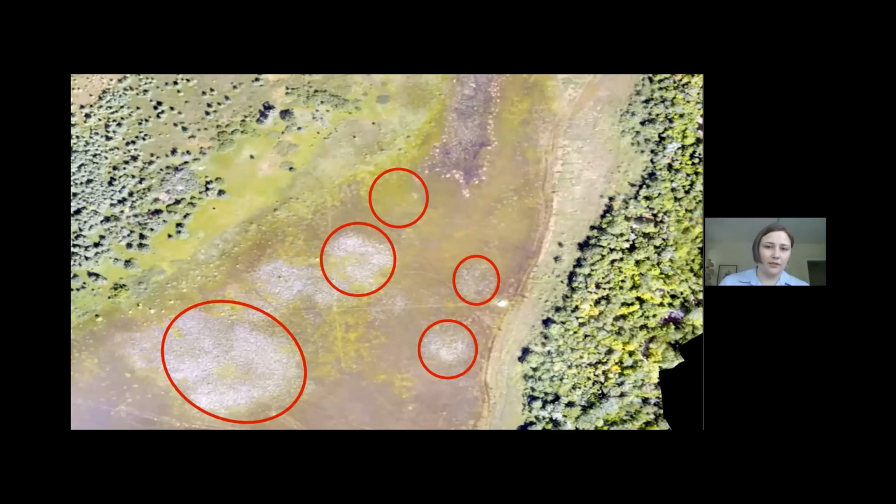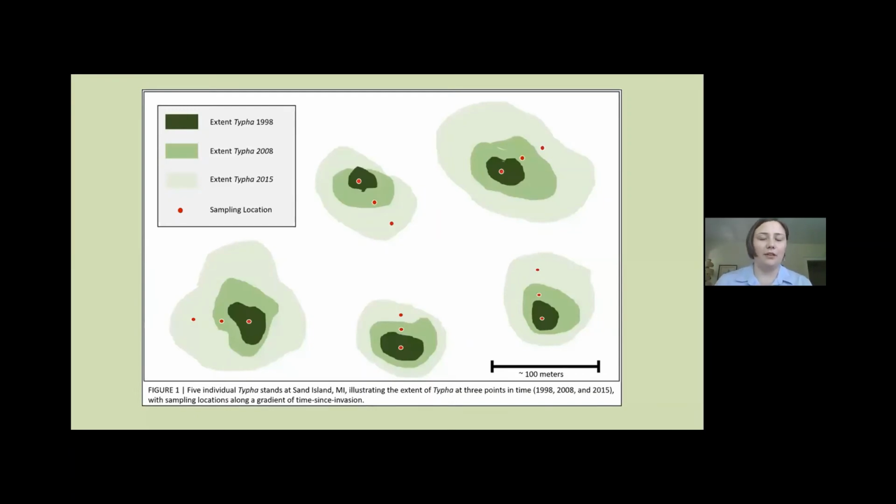Each of these red circles is a Typha clone, because they reproduce asexually. Each stand could be a couple of genetic individuals, but hundreds and hundreds of stems. These were identified using GIS, going through and identifying the extent of cattail at different periods in time. Here's an illustration that I made. The darker circles are the oldest, and the circles get lighter as you go out. I sampled within each of these age ranges.